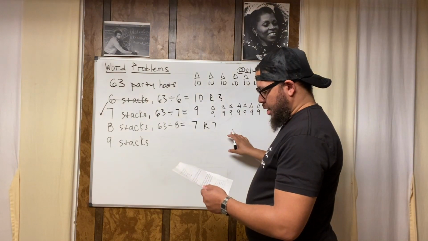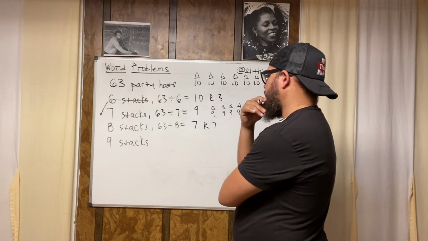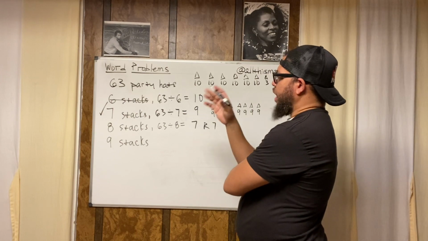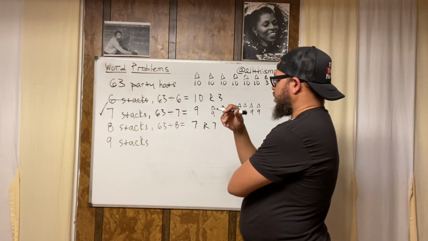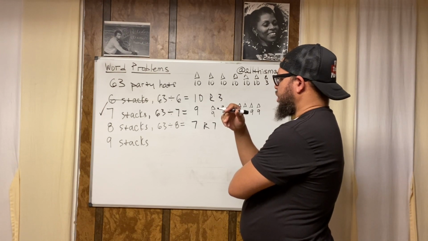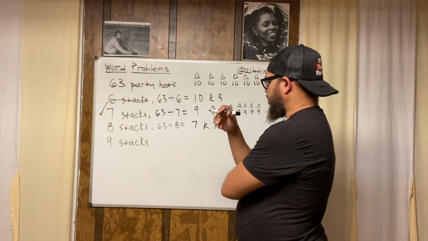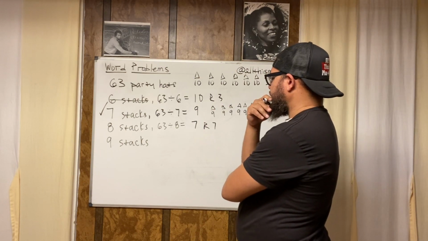63 divided by 8. 8 stacks of 7. Wait, is that correct? 8 stacks of 7. Yeah, 63 divided by 8 is going to be 7, because 7 times 8 is 56. So 7 is 56 plus the 7 that's left over. No, that doesn't make sense.